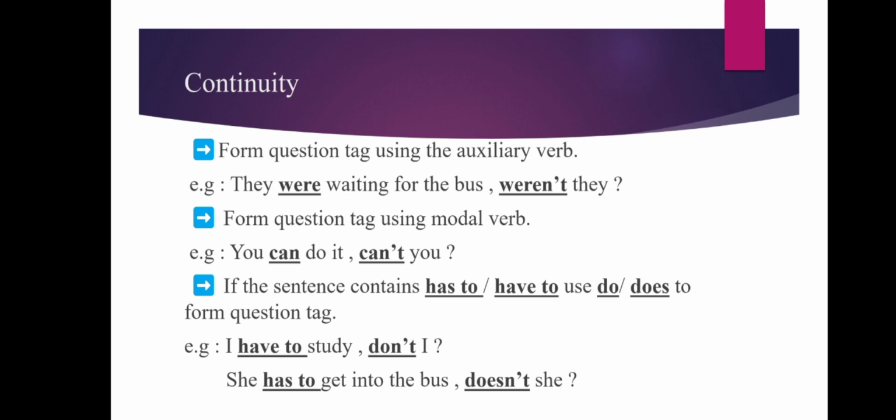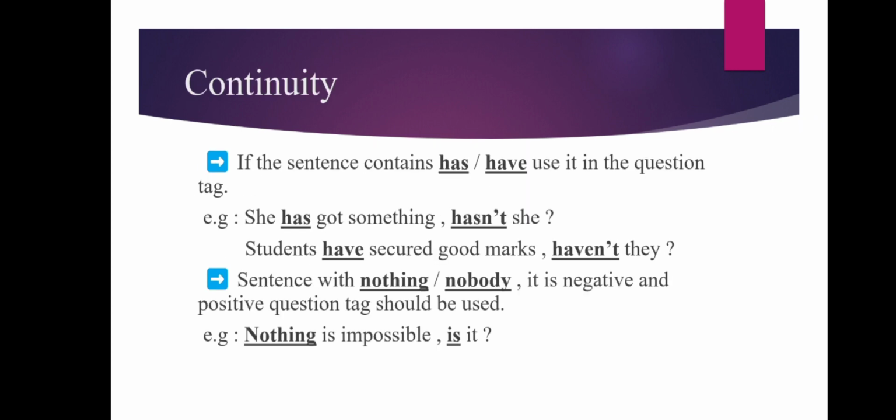"She has to get into the bus, doesn't she?" If the sentence contains just "has" or "have", you use "has" or "have" in the question tag. If the sentence is "She has got something", you convert it into the question tag "hasn't she?" "Students have secured good marks, haven't they?" So if it is "has to" or "have to", you use "do" or "does". For just "has" or "have", you use "has" or "have" as it is, according to the statement.